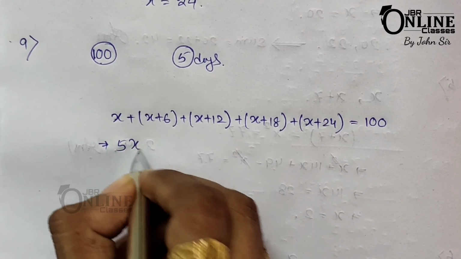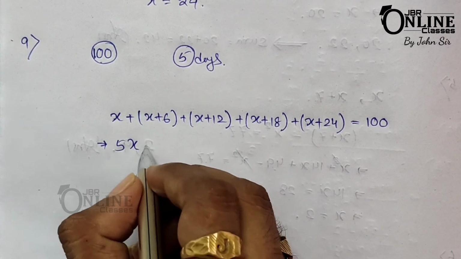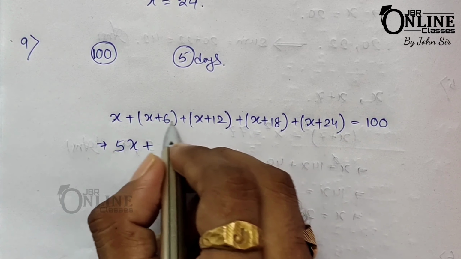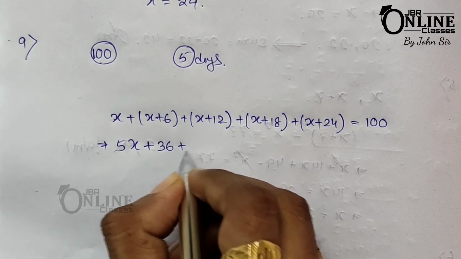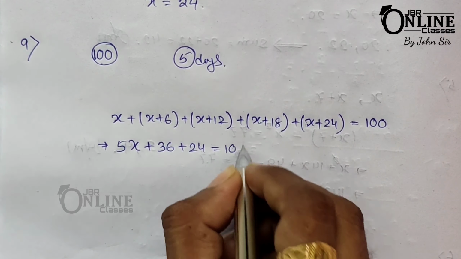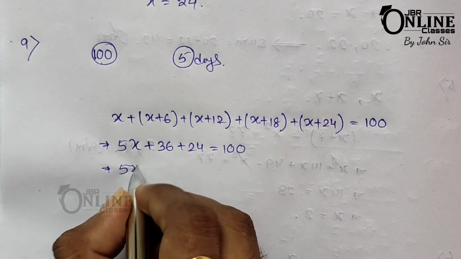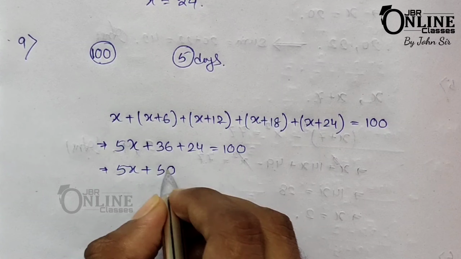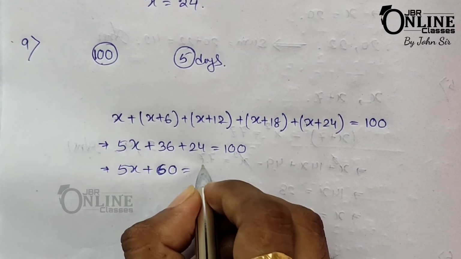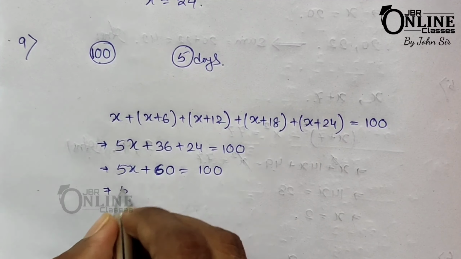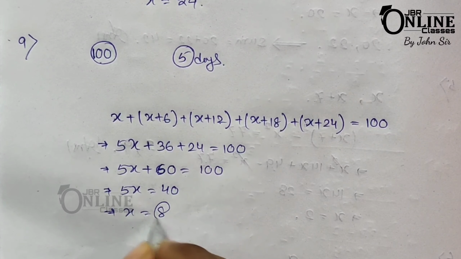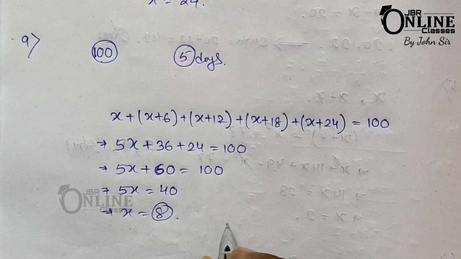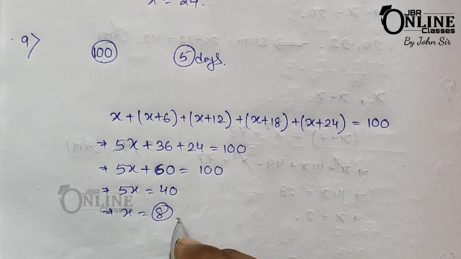So 5x, and here 6 plus 12 plus 18, that becomes 36. So 36 plus 24, that equals 60. So finally 5x plus 60 equals 100. So 5x equals 40, and here x equals 8. That means the man ate 8 grapes on the first day. So here 8 is the final answer.